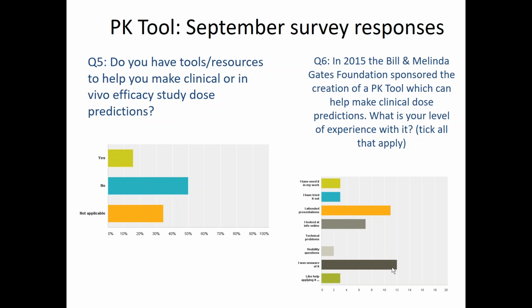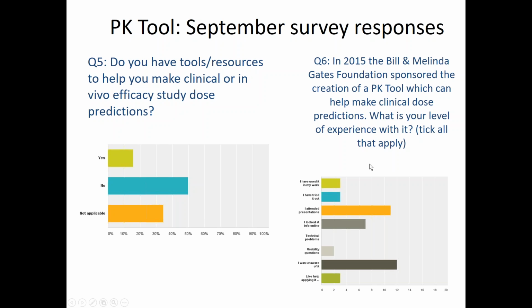Quite a large proportion of people were unaware of this, and perhaps that was partly because we actually talked about this, or more accurately Xenologic talked about this and launched it last year before we had started these global health surveys. So we thought it was timely to have a meeting to explain what the PK tool is about, and so that's really the purpose of this meeting.